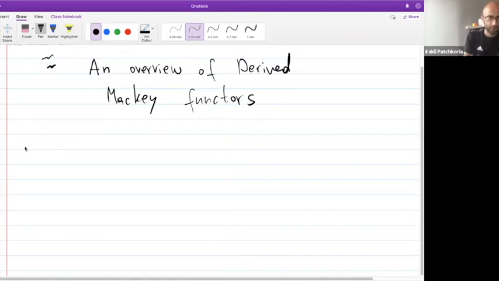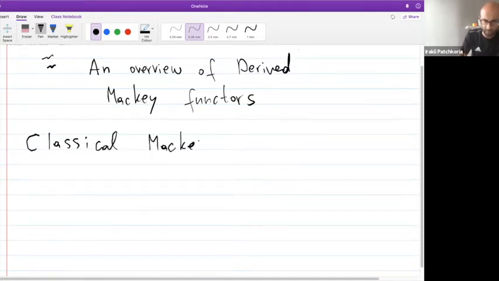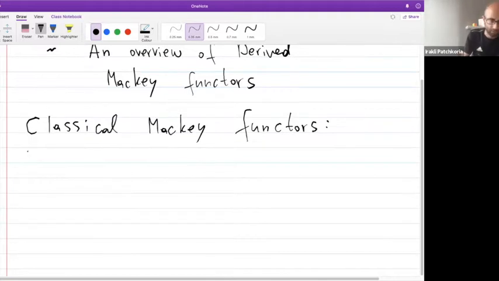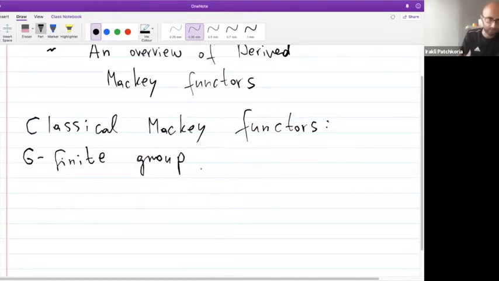But before I tell you what derived Mackey functors are, I should start with some small overview of classical Mackey functors. If you can't read my handwriting, please let me stop, and I'll try to improve it. So I will give just one version of this. G is always a finite group here. And I will be very often sloppy with my definitions. So if you want to interrupt me, also feel free, but then I will just tell you I'm sloppy.